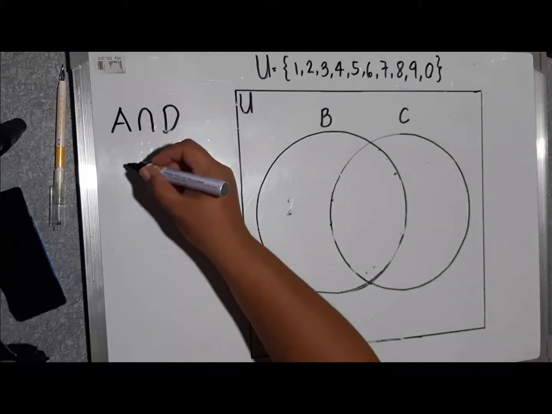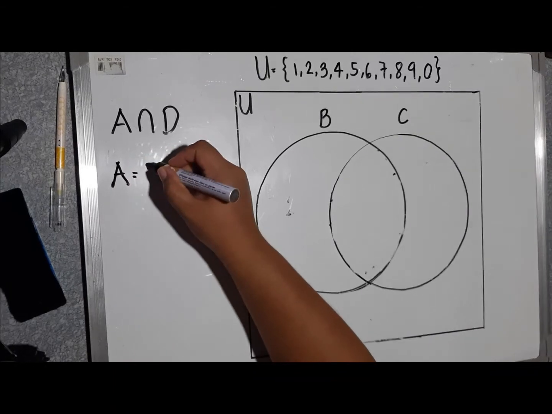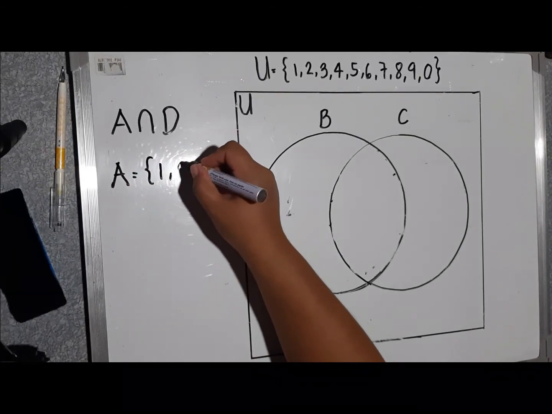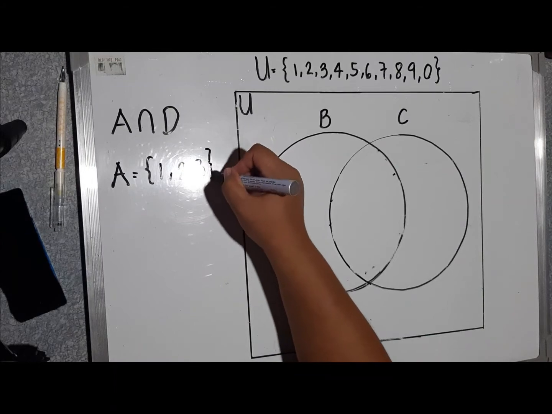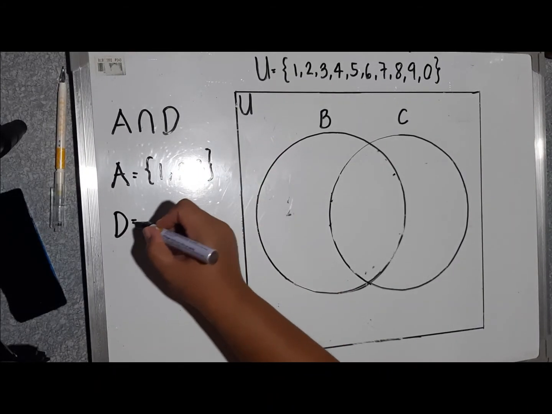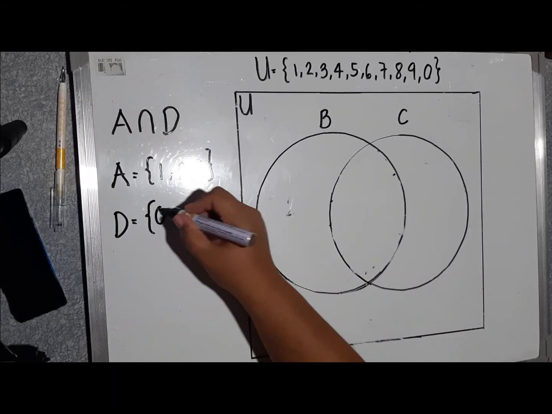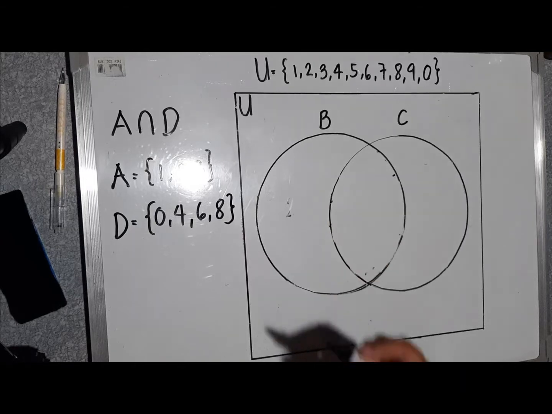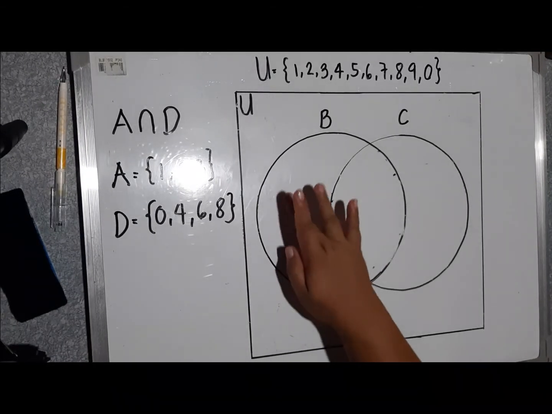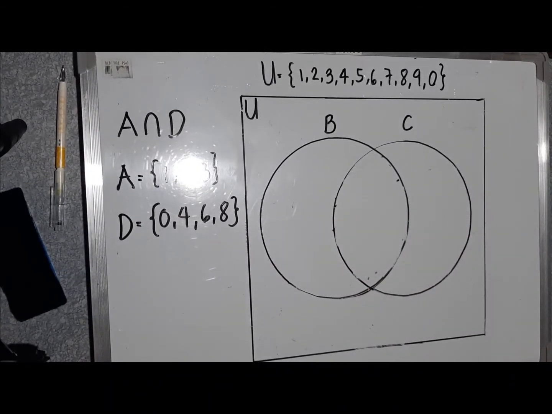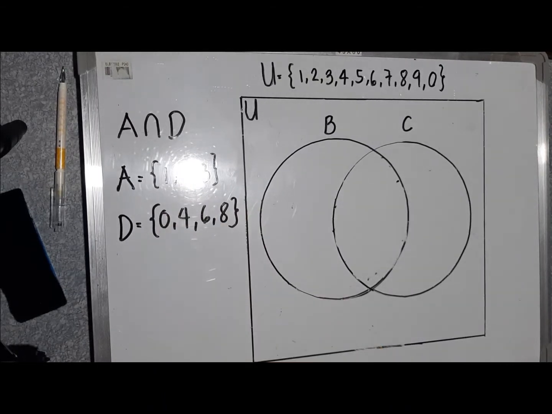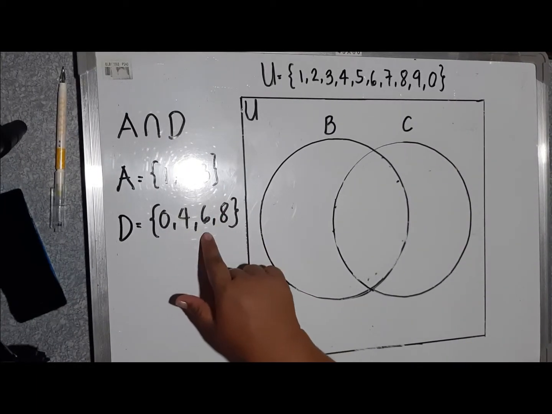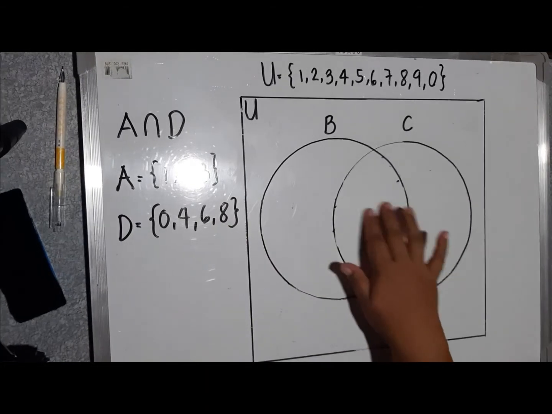So, we have here A is equal to 1, 2, and 3. Then our D has the elements of 0, 4, 6, and 8. Now, again with our intersection, what are the elements common to A and D, meaning in A and also in D? So, what we can see here, none. 1, 2, 3, 0, 4, 6, 8. So, we have nothing to put in this portion.